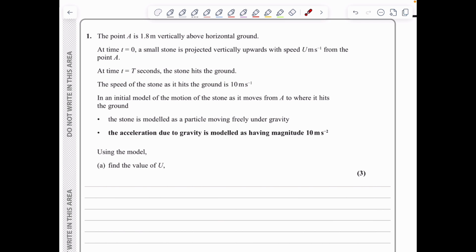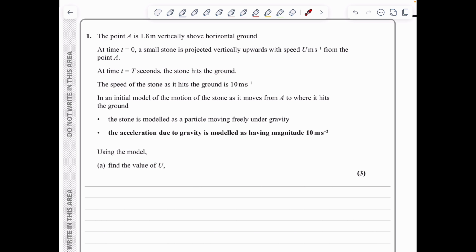In question 1, we've got the point A being 1.8 meters vertically above horizontal ground. Now at time t is 0, a small stone is projected vertically upwards with a speed of capital U meters per second from a point A. Now at time t is capital T seconds, the stone hits the ground, and the speed of the stone as it hits the ground is 10 meters per second.